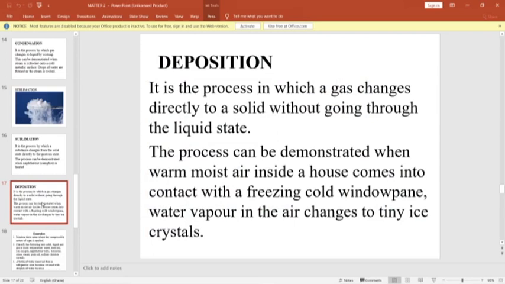Our next process is what we call deposition, or we can also call it reverse sublimation. It is the process in which a gas changes directly to a solid without going through the liquid state.